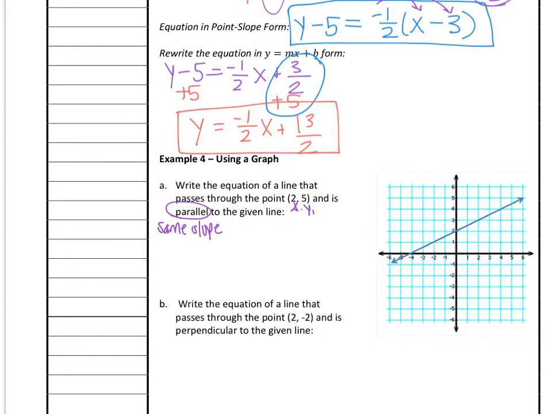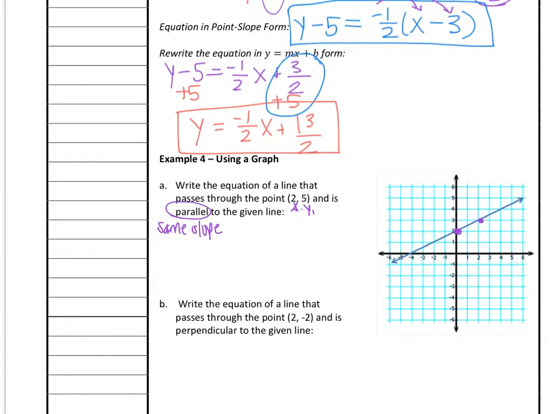So we need the same slope as this given line. Now obviously the slope is not just written out for us. We don't have to find it from an equation, but we have to find it from a graph. So what I'm going to suggest that you do is you make 2 really nice points on your graph. Like I see a really nice point at 0, 2. And then I see the next really nice point at 2, 3.